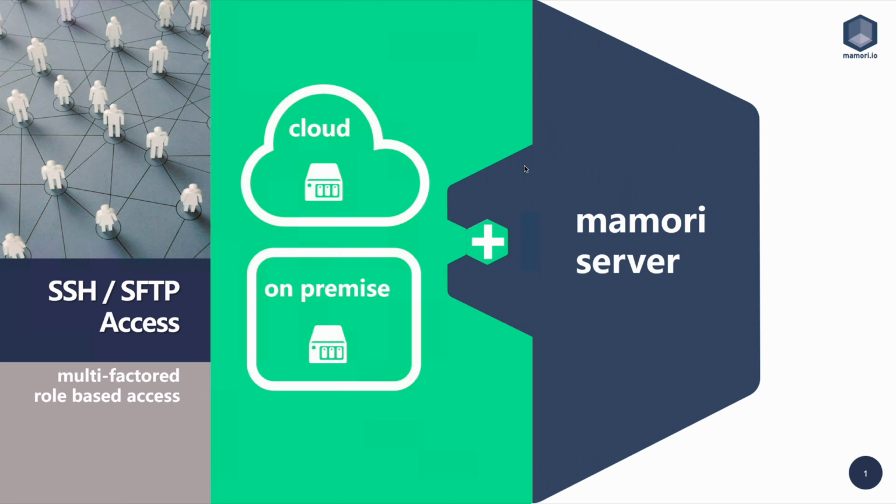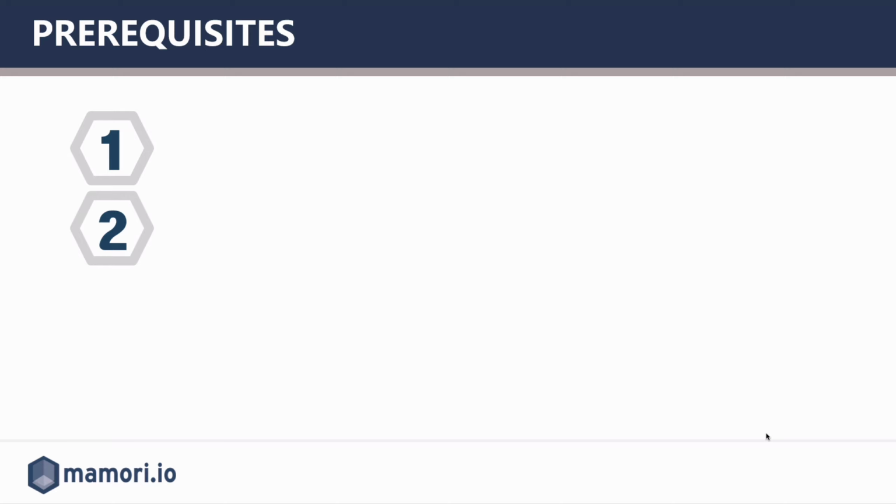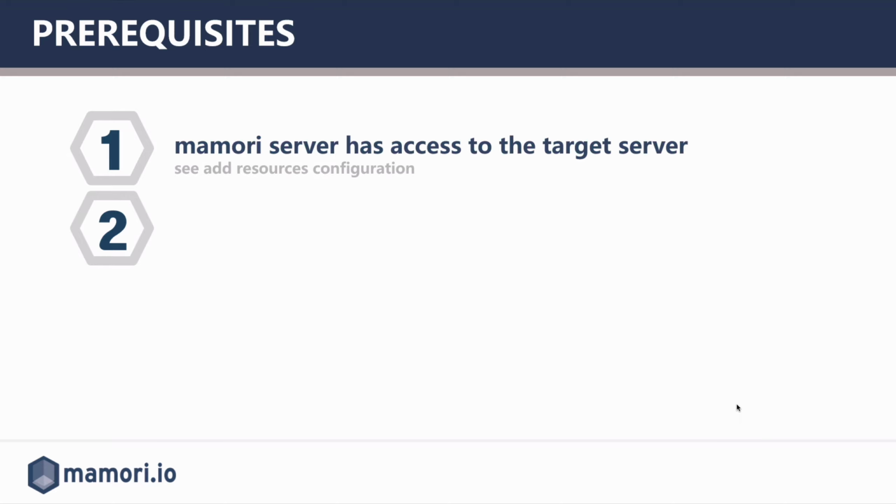This video will show you how to add multi-factor SSH and SFTP access to your cloud and on-premise servers via Mamori. The prerequisites to do this are: one, your Mamori server has to have access to the target server, and two, you have to have users defined in Mamori.